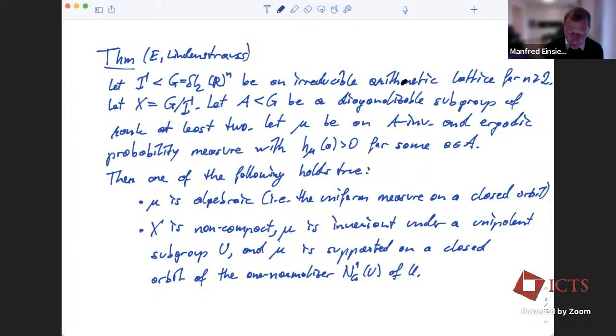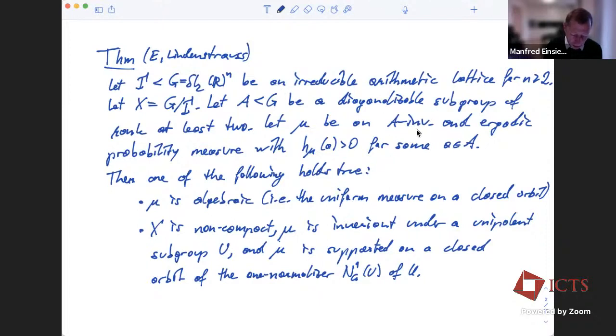I said arithmetic, but I didn't. I only emphasize arithmetic here because it's actually important for the argument. It's built in anyway, but I wanted to emphasize it here because it's something that we will need to use in the argument later on. Anyway, I'm reminding you of this theorem. This is what we are aiming at.